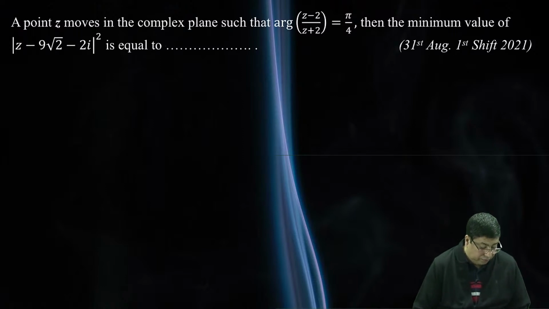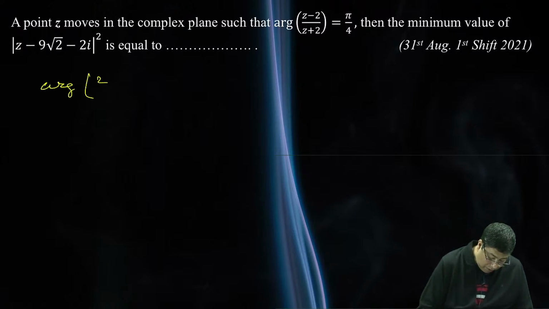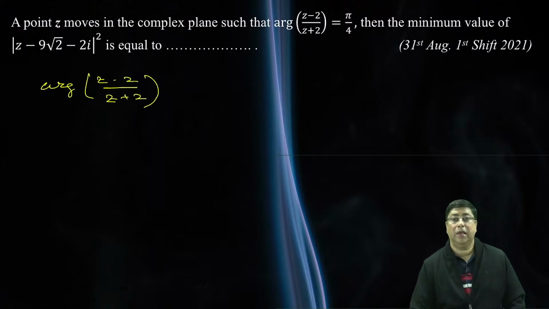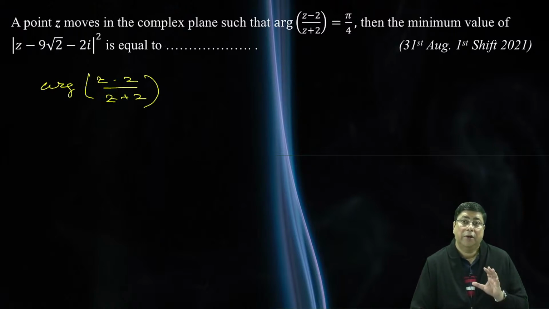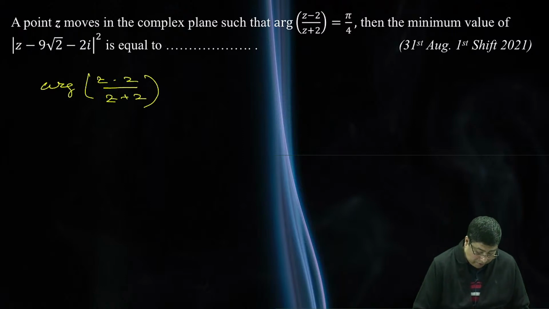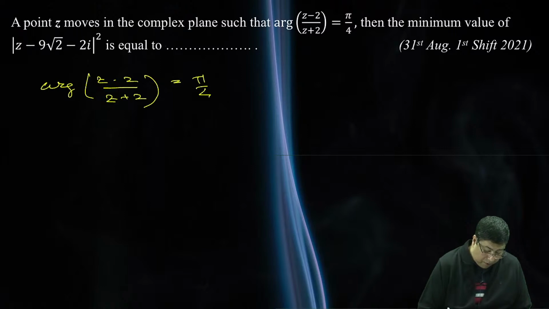First of all, we can write here: argument of (Z minus A) by (Z plus A) equal to alpha, with alpha lying between 0 to pi by 2, represents the greater part of the circle. But we will do this later. Let us apply with the JEE Main type sum, since we are solving the JEE Main question paper. So equal to pi by 4. So what can be done here?